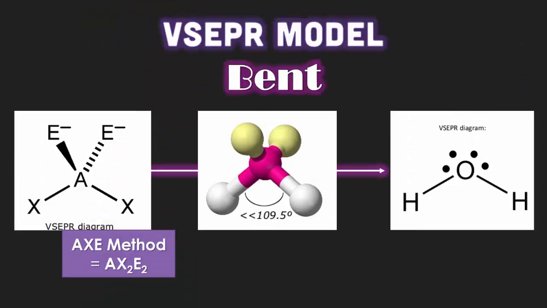The second model is bent. This is where we have 2 lone pairs that cause a repulsion that causes the shape to be bent in shape. So you'll notice for H2O, there is 1 center atom, so A1, 2 terminal atoms, so X2, and there's 2 lone pairs around the oxygen after you draw out its Lewis dot diagram, so there's E2.